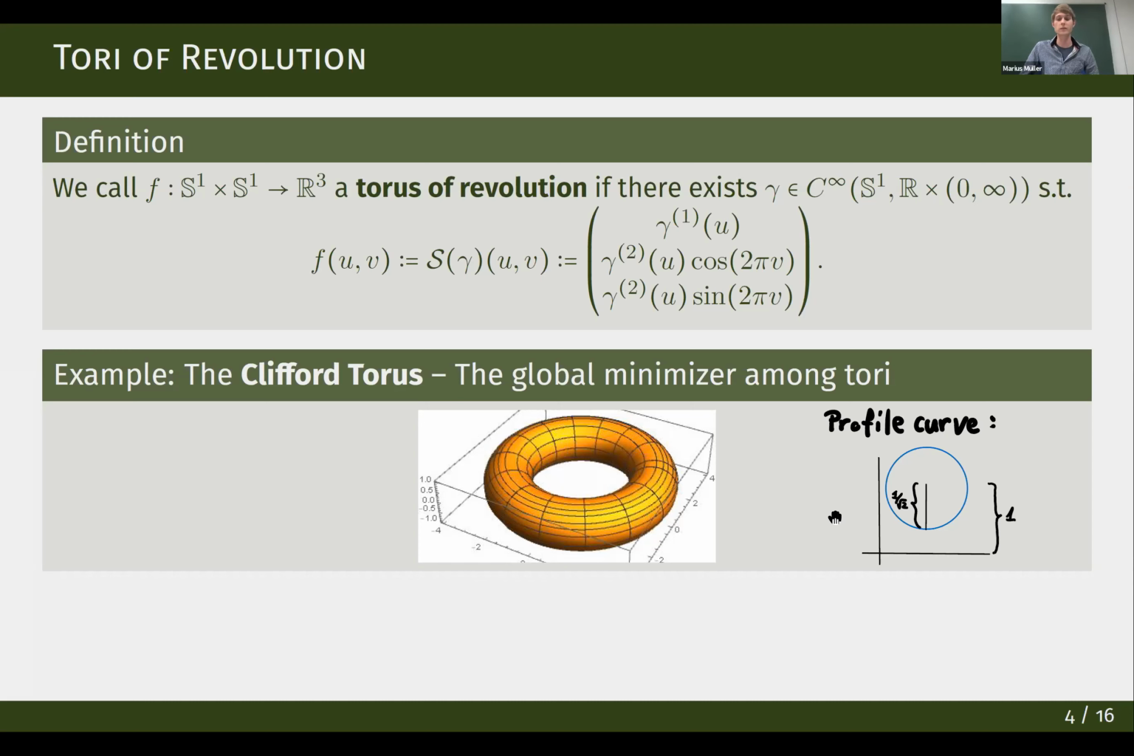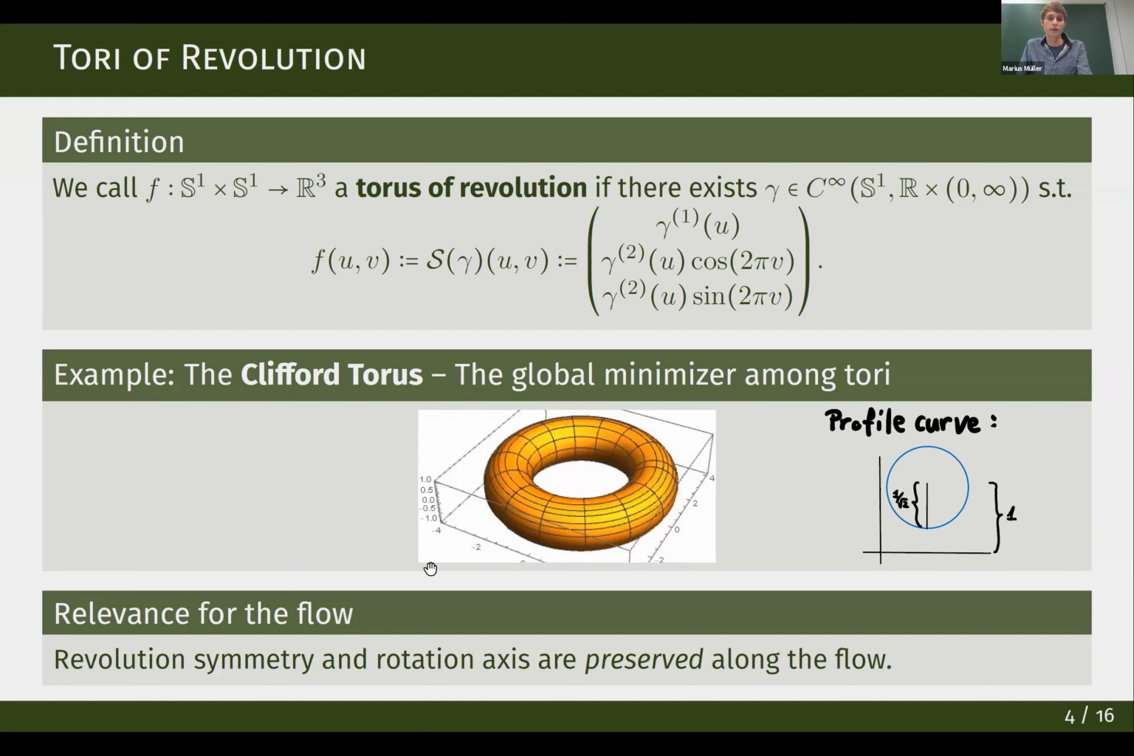And so one would expect this, for example, as the limit of the gradient flow under certain conditions. All right. How is this relevant for the flow? Well, it's relevant for the flow since the flow preserves this revolution symmetry. So if you start the Willmore flow with a torus of revolution, then for all times the surface you're going to get will also be a torus of revolution. So the revolution symmetry is preserved, and this is what our approach is based on.